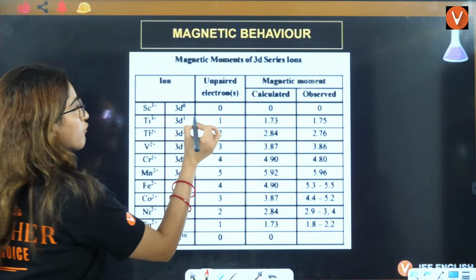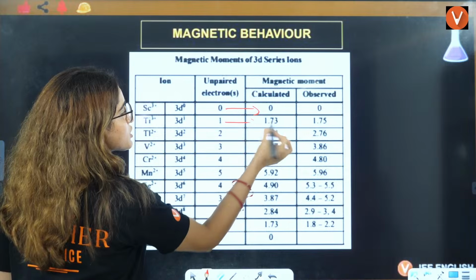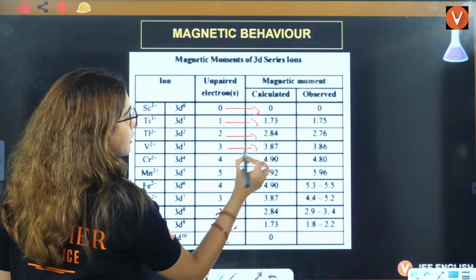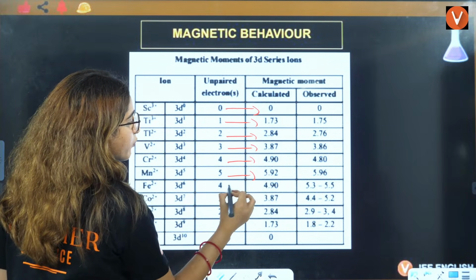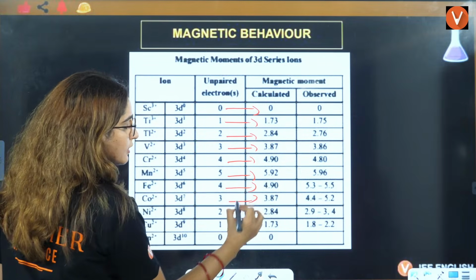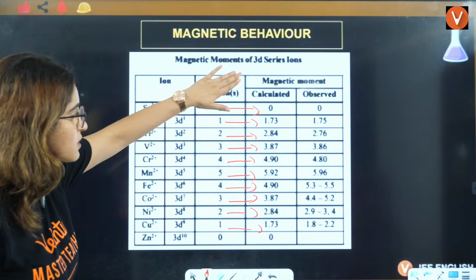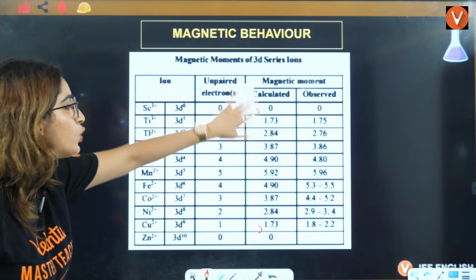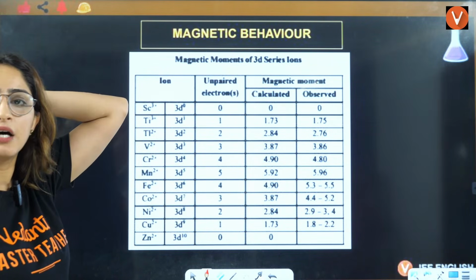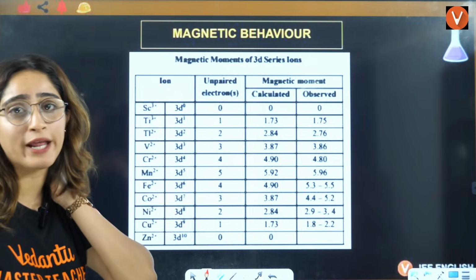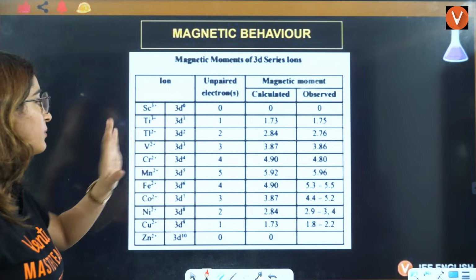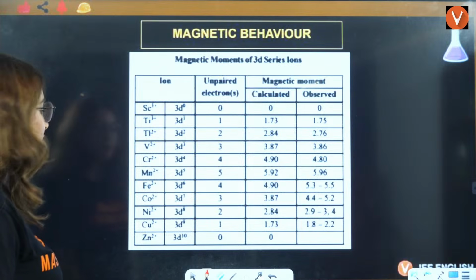Now, this is a chart that you will see here. Can you see, with 0 it is 0, 1 it is 1.7, 2 is 2.8, 3 is 3.8, 4 is 4.9, 5 is 5.9, then 4 is 4.9, 3 is 3.8, 2 is 2.8, 1 is 1.7. That's why I told you, just remember it directly. You don't need to calculate it with the help of under root n plus 2. Directly you can see it from the number of unpaired electrons.